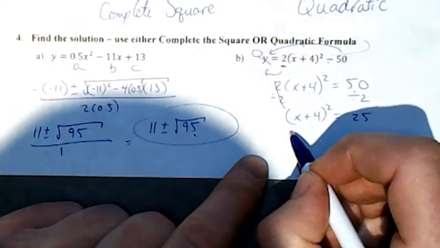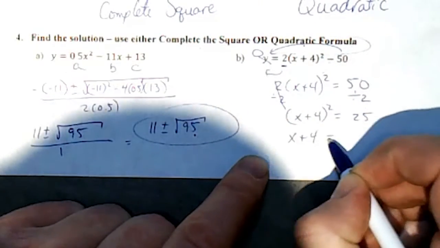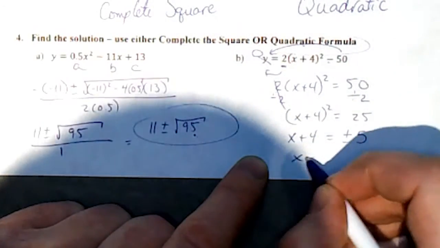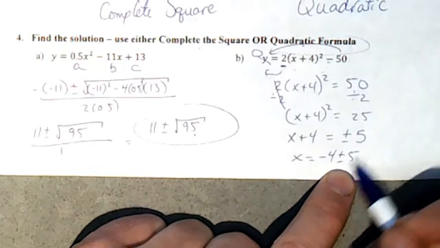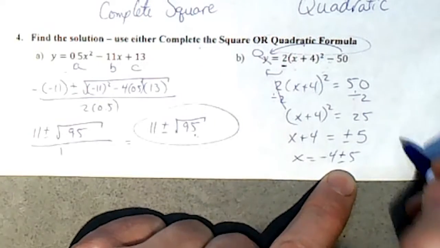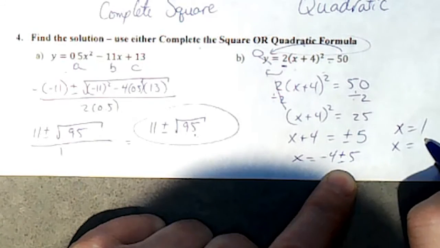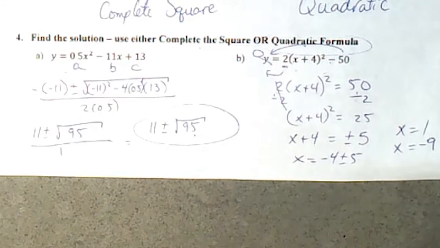Now, square root. It's a perfect square, so it works out nicely. And so now I'm going to do my two options. Negative 4 plus 5 and negative 4, negative 5. My two answers.